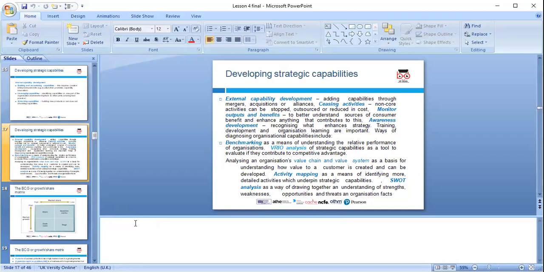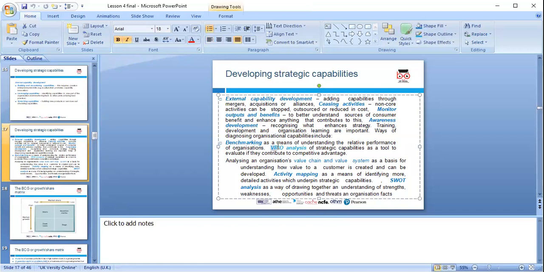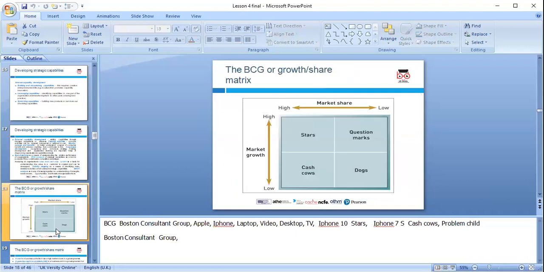Then we look at one of the models, VRIO. V is value, R is rarity, I is imitability, O is organization, which we look at in a minute. The value chain is another model, also given by Michael Porter, and we can look around in the light of that.